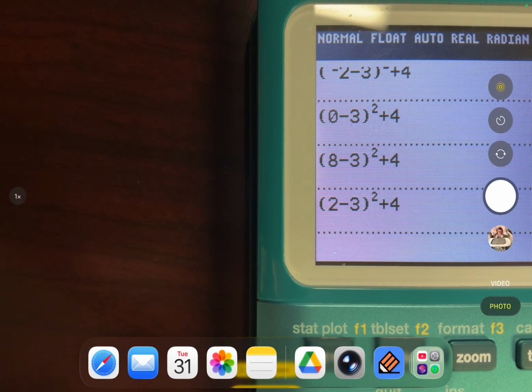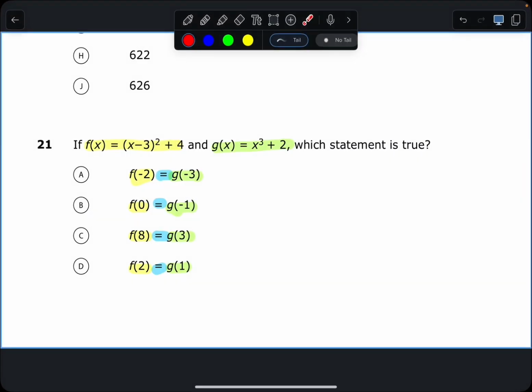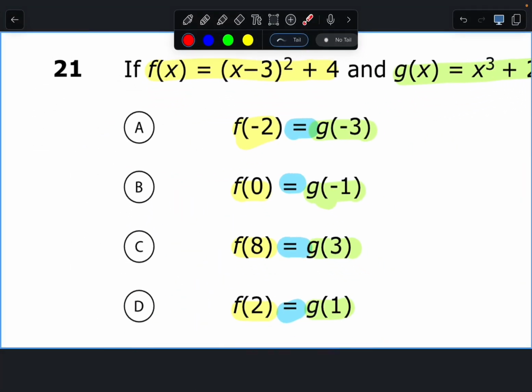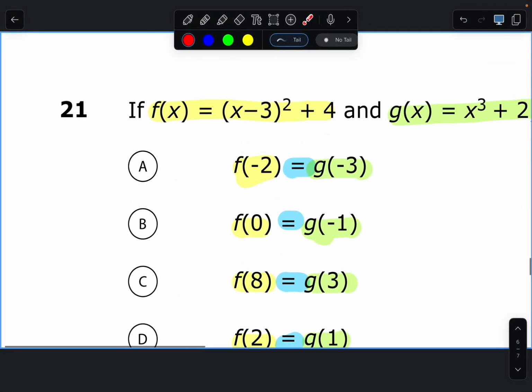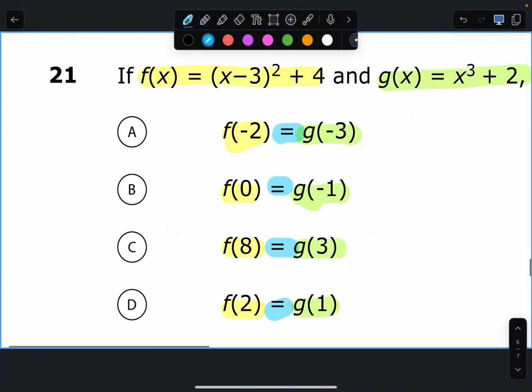So for A, whenever you plugged in -2, you should have gotten what? 29. Then for B, 13. For C, 29. And for D, 5.